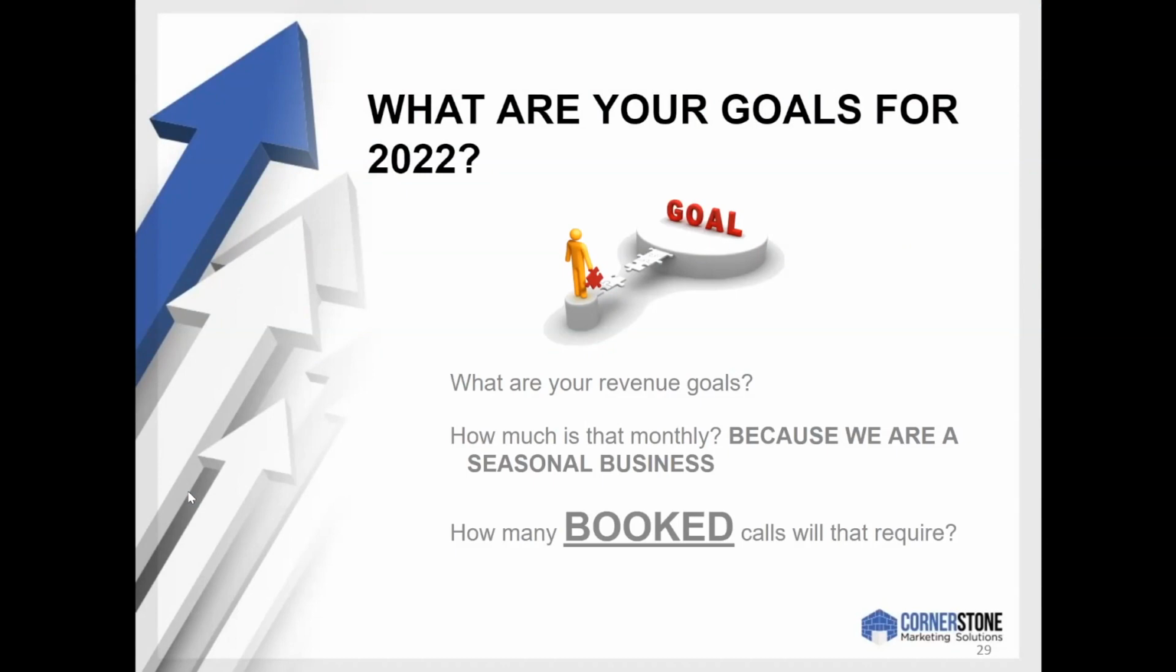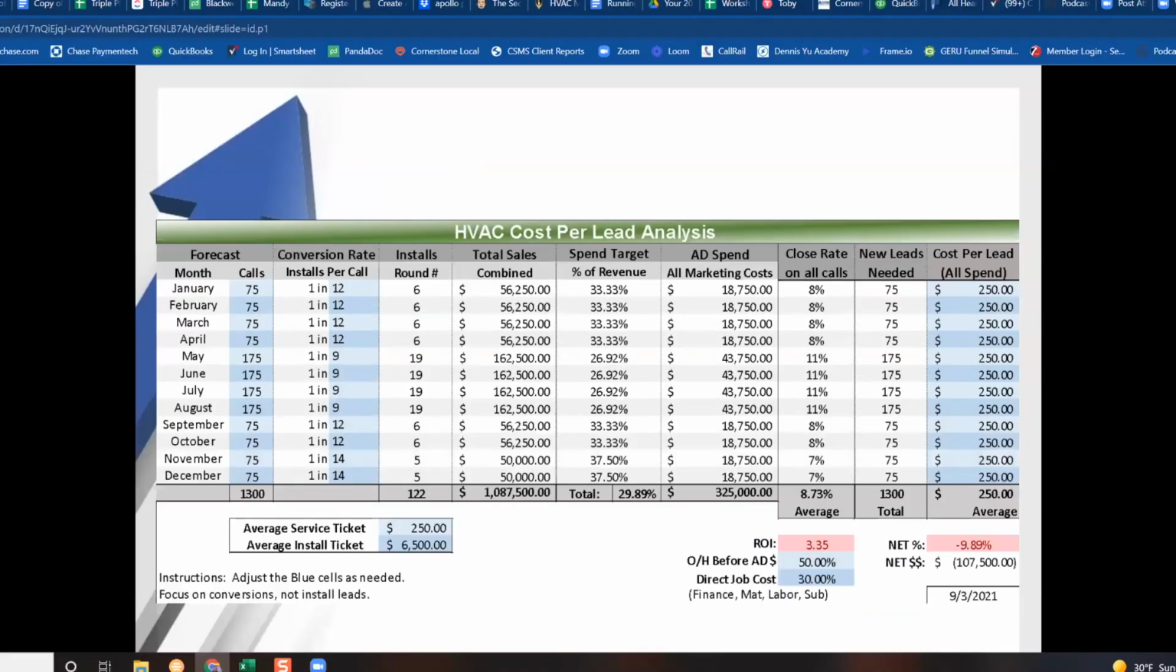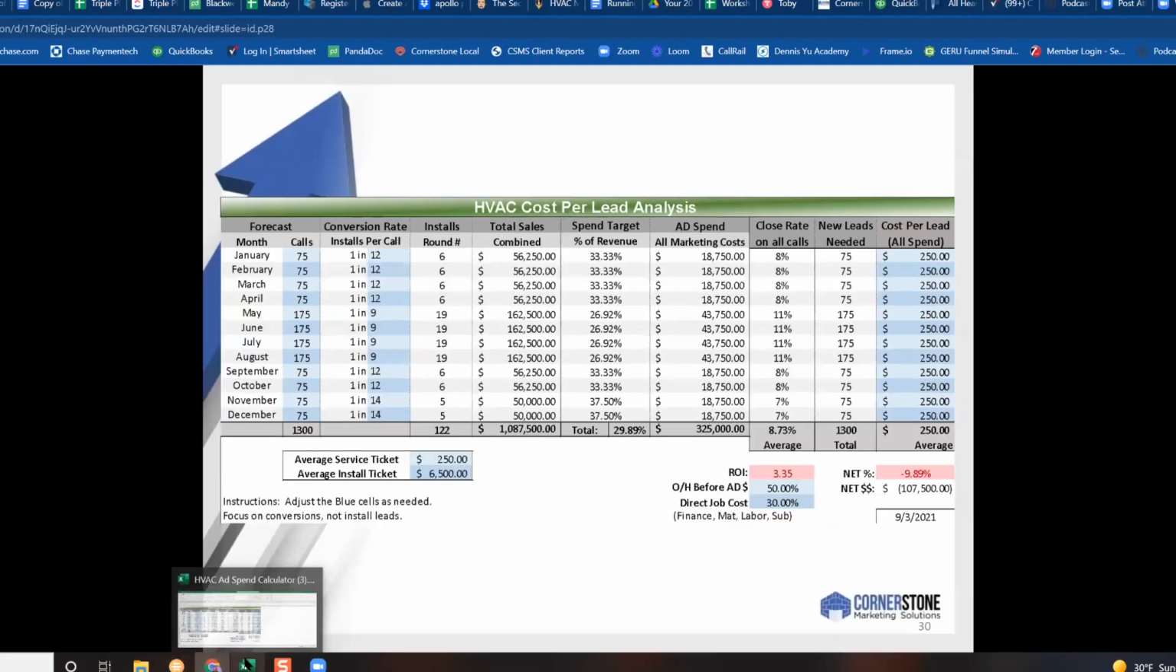Because we're a seasonal business, right? We typically peak in summer, in all of our areas. How many booked calls is that required? I don't know how many of you have seen my LinkedIn profile, but my catchphrase is putting trucks in driveways. At the end of the day, when you guys talk to me, that's all I care about. I don't care about all the metrics, how many impressions you've had, all these different things. That means nothing. Putting trucks in driveways is our goal.